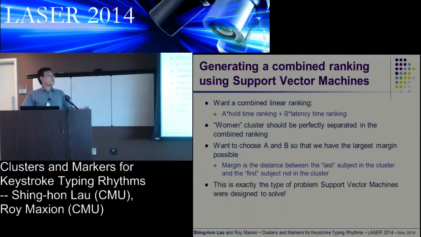As it turns out, support vector machines were designed to solve exactly this problem. So I'm going to use one. I'm not going to go into the details of how exactly a support vector machine works because I don't think it would add anything. But I hope you'll trust me that it will take as input the hold time rankings and the latency time rankings, and it will output two values, A and B.